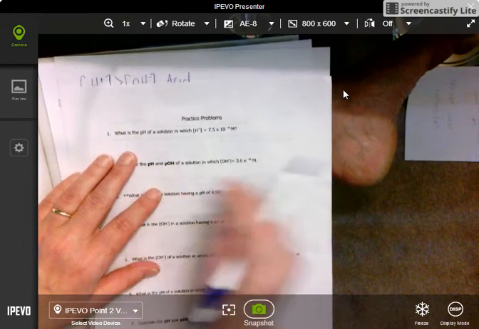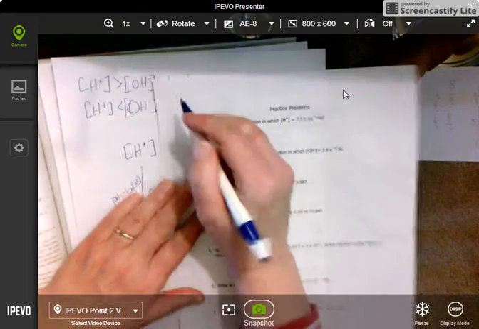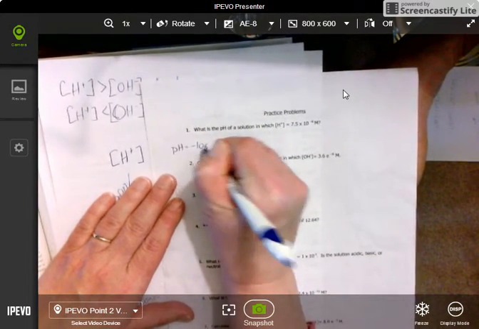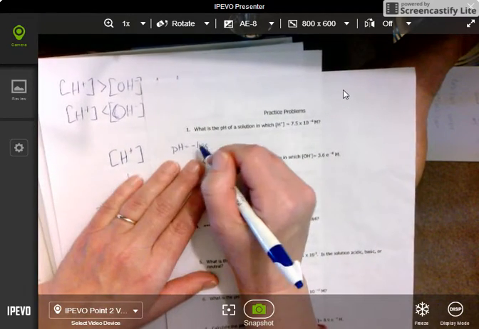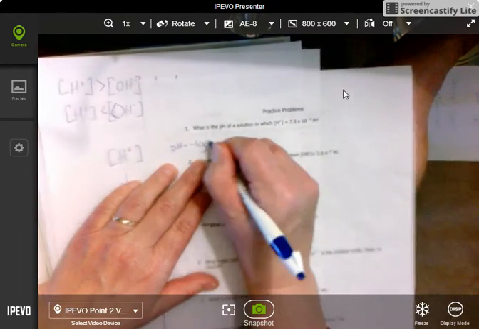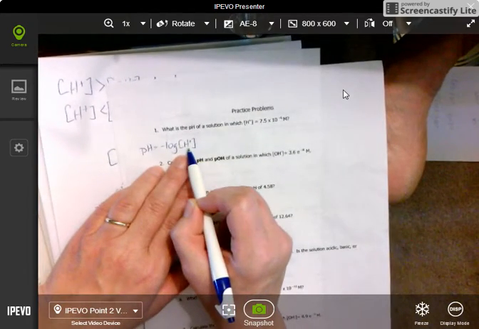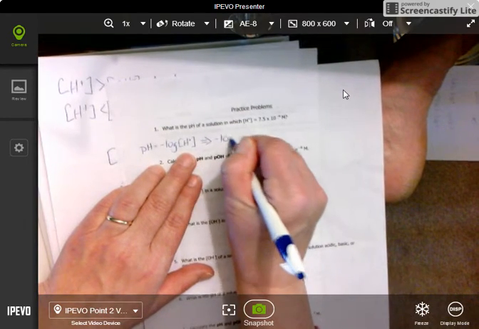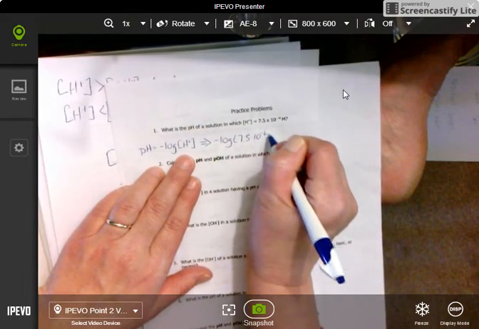Okay, so the pH from the hydroxide ion concentration. Okay, the pH is negative log. Remember that logarithmic scale is that nonlinear scale, so it's an exponential scale. Okay, so a negative log of the hydrogen ion concentration. So basically, I'm going to figure out how to do negative log of 7.5 times 10 to the negative 6.